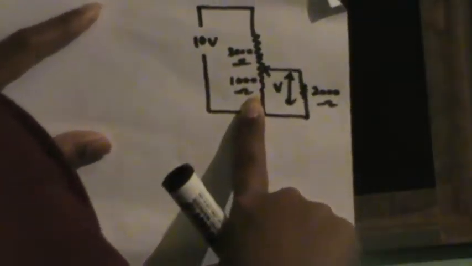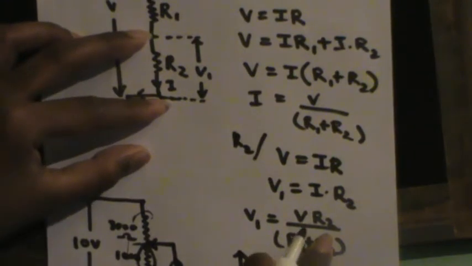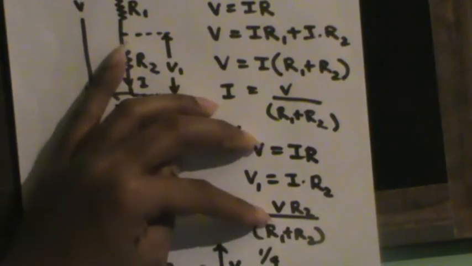We have to find V. From this equation, V is equal to the total voltage across this circuit, which is 10, times R2. R2 is the resistance across the voltage we are calculating, which is 2000 by 3, divided by R1 plus R2, the total resistance of this circuit, which we found to be 11,000 by 3.